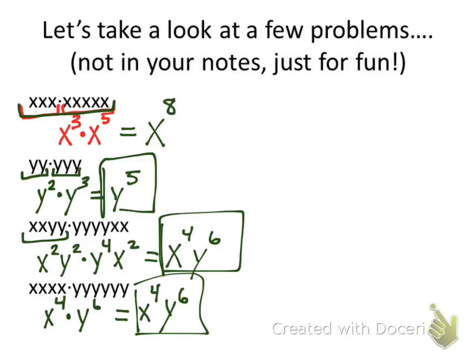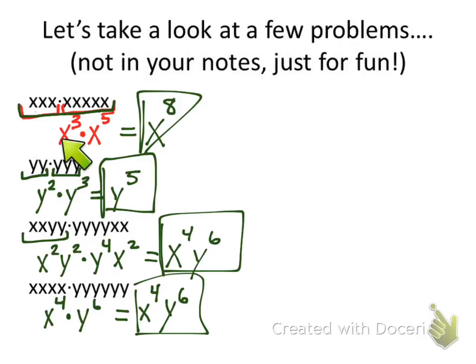Alright, so let's see if we can try to notice the pattern. Here I had x to the third times x to the fifth. I ended up with x to the eighth. Here I had y squared times y to the third. I ended up with y to the fifth. What am I doing with these exponents? Do you notice the pattern? How would 3 and 5 become an 8? How would 2 and 3 become a 5?